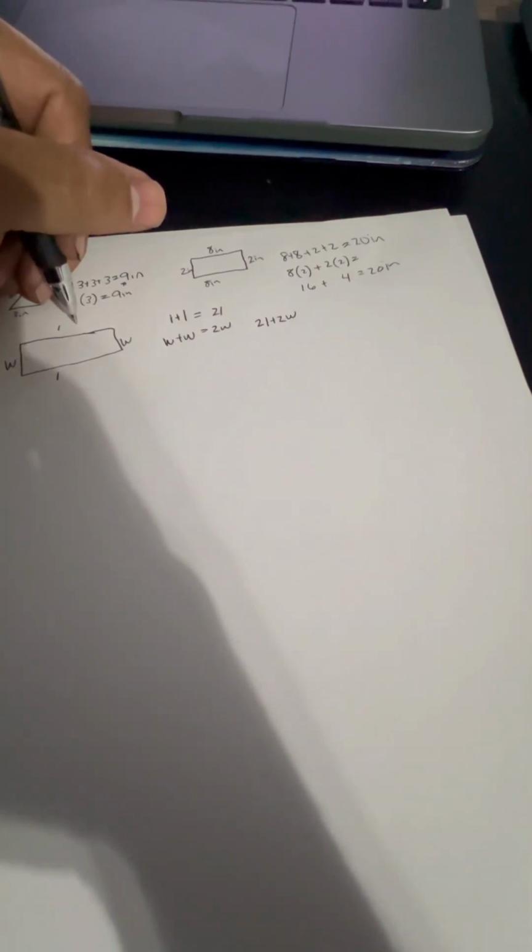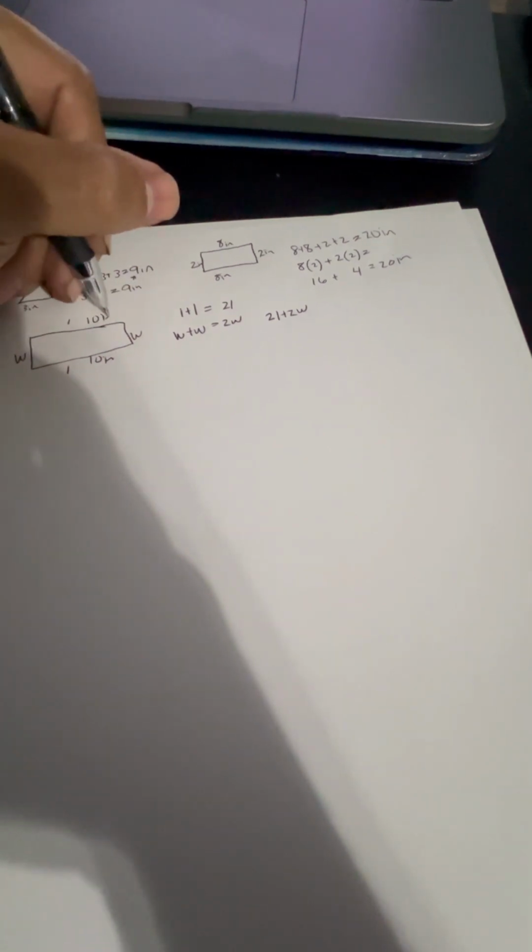Now let's make them into numbers. Let's just say this one is 10 inches, 10 inches, 4 inches, and 4 inches. You would do 10 plus 10 equals 20 plus 4 plus 4, 28 inches.